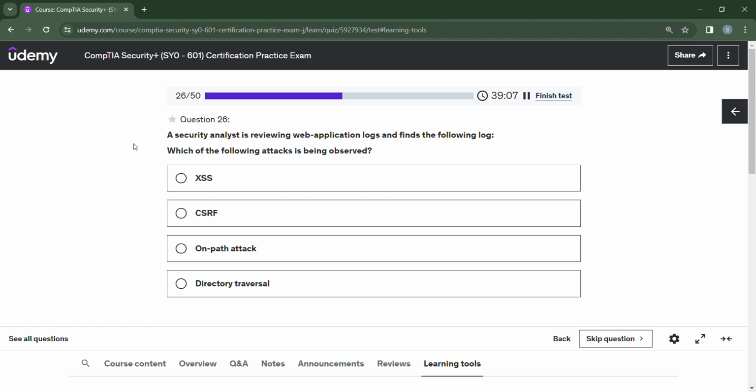A security analyst is reviewing web application logs and finds the following log, and the log is not there, so it's going to have to be a guess. I'm going to go with cross-site scripting.